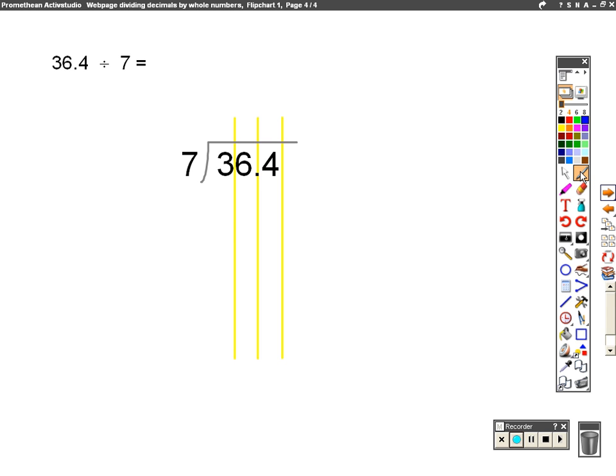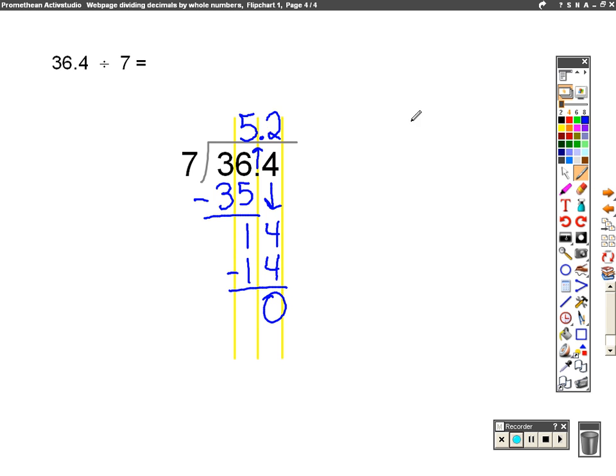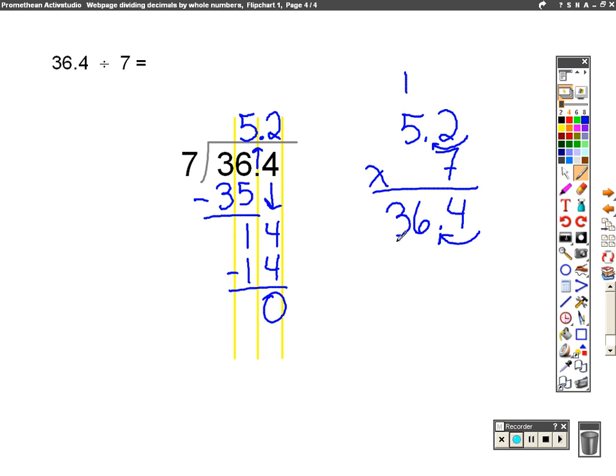Alright, let's see what you did. I know that 7 doesn't go into 3. You can put that 0 there if you'd like, but I'm going to say 7 going into 36, and that's 5 times. I'm going to check my answer, and don't be afraid to ask yourself that question. Does my answer make sense? That works out wonderfully, so I know that 5 and 2/10 is the correct answer.